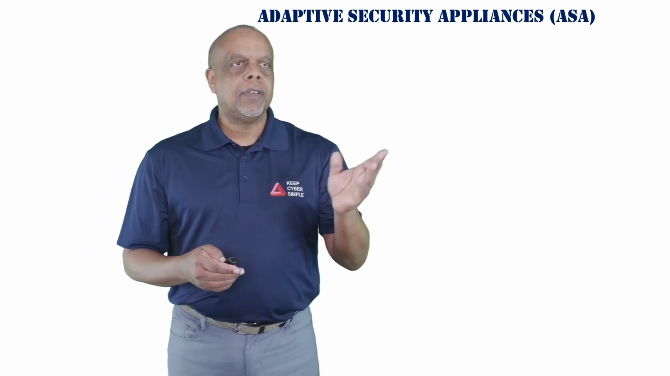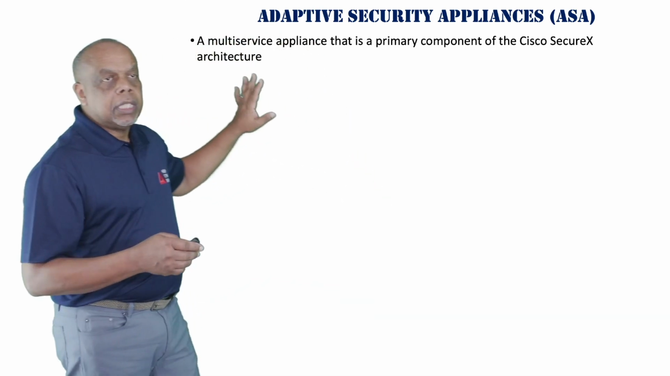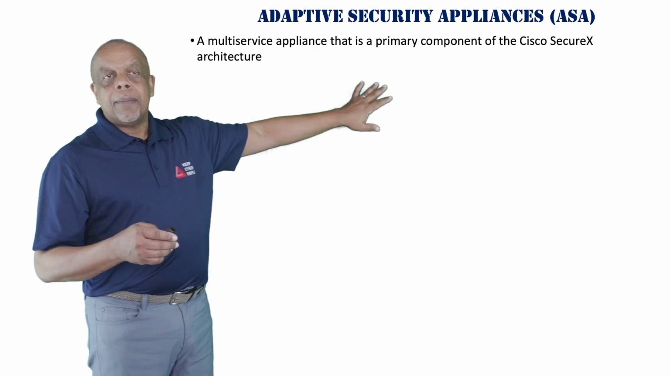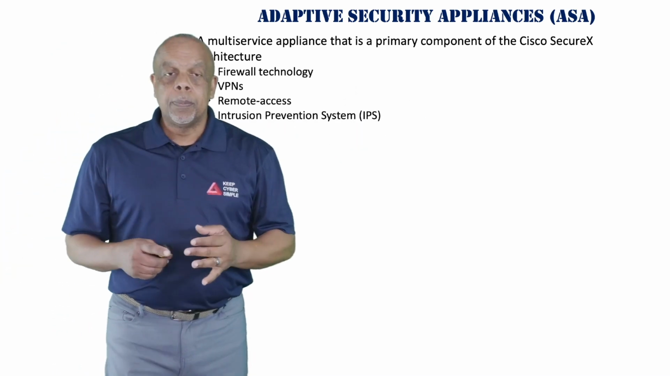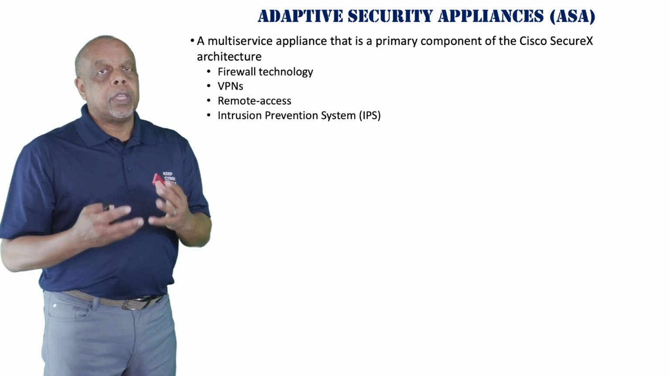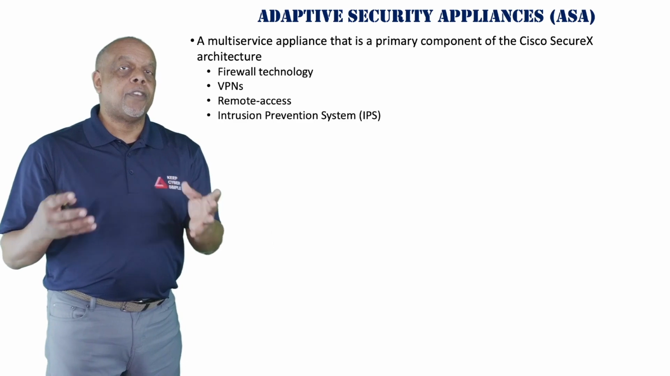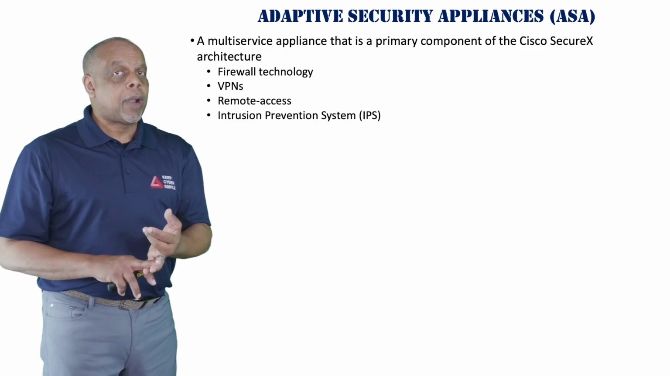From a Cisco perspective, these are our Adaptive Security Appliances. What these are is a multi-service appliance that is primarily a component of the Cisco SecureX architecture. It provides a lot more than what a router will give you. A router will give you the ability to do ACLs and set up firewalls. However, this will give you firewalls as well as the ability to set up virtual private networks.